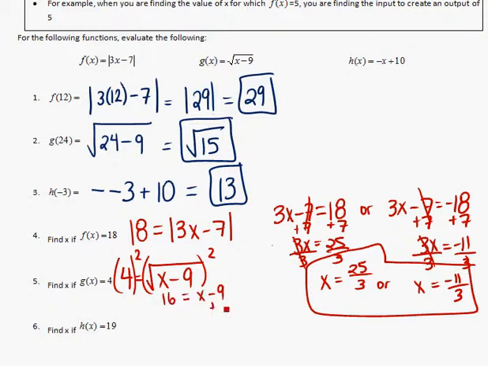So when I add 9 to both sides, I see that this time I actually only get one solution for a possible input that could work. 25 is the only x value that I could substitute in to get an output of 4.